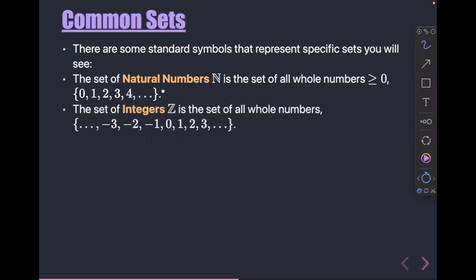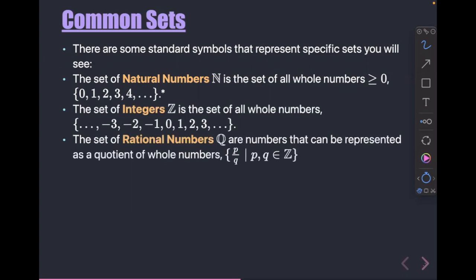Similarly, you have your set of integers. So it's like your natural numbers, but it includes negative numbers as well. So you have your non-negative numbers all the way to infinity, but then you have your negative numbers, again, whole numbers all the way to negative infinity. And this is denoted using this Z symbol. And so again, these are just symbols that you might want to get used to seeing because these are very common. So this N to denote the natural numbers, this Z to denote the integers.